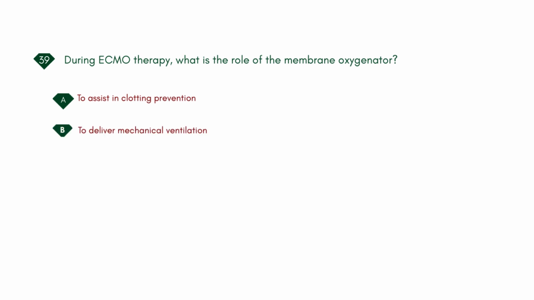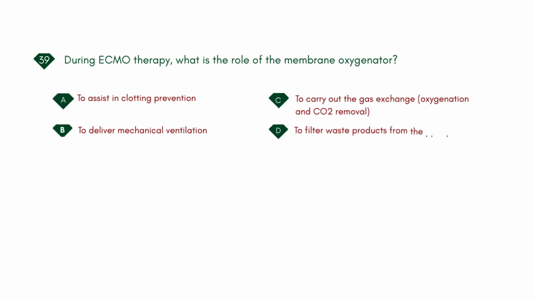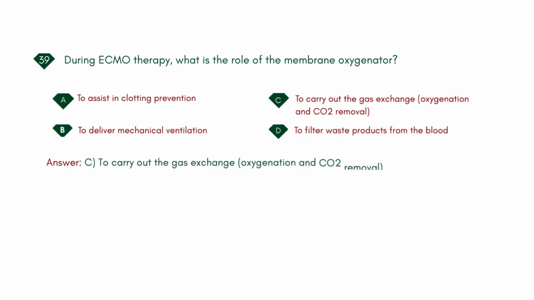During ECMO therapy, what is the role of the membrane oxygenator? A. To assist in clotting prevention. B. To deliver mechanical ventilation. C. To carry out the gas exchange, oxygenation and CO2 removal. D. To filter waste products from the blood. Answer: C. To carry out the gas exchange, oxygenation and CO2 removal.